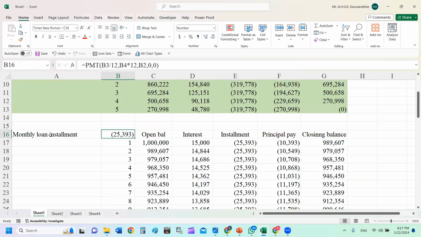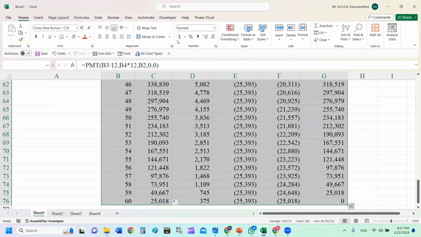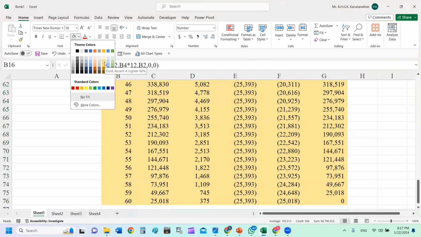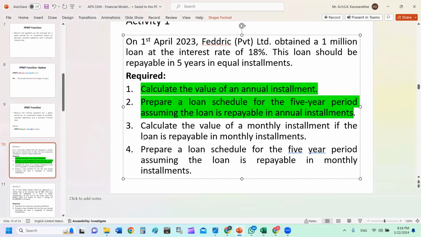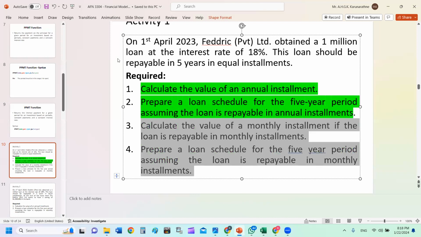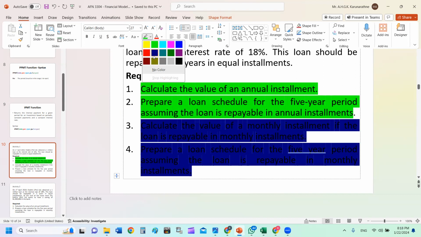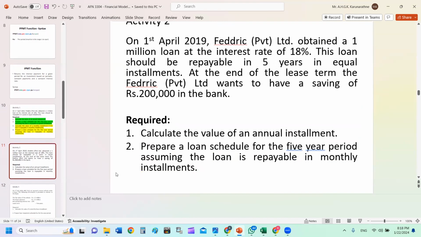Then, control shift down arrow. So I'll apply a different color for this. Let's say this beige color is for your answer for the second part. Right, I don't have a second one. Okay. Right, then the next one.